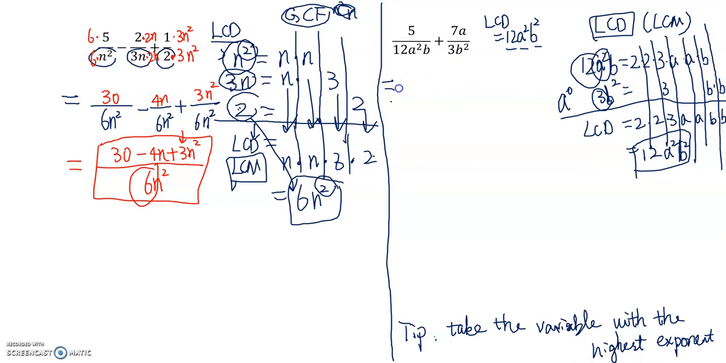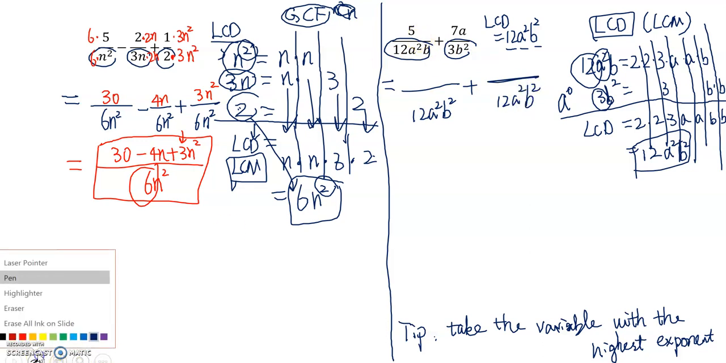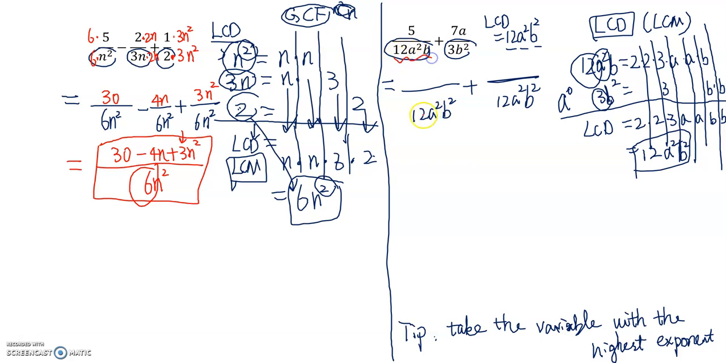Okay, so now let's equalize the denominators. We need to change each denominator to 12a squared b squared. The first one we can multiply by b, because when I compare them, 12 matches 12, a squared matches a squared, but b does not match b squared. In order to get b squared, I need to multiply by b. So the top will give us 5b, and b times b gives us the b squared we need. After you multiply b with the original denominator, that gives us exactly 12a squared b squared.